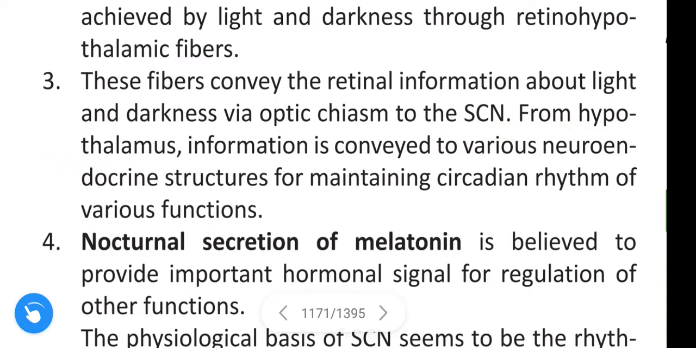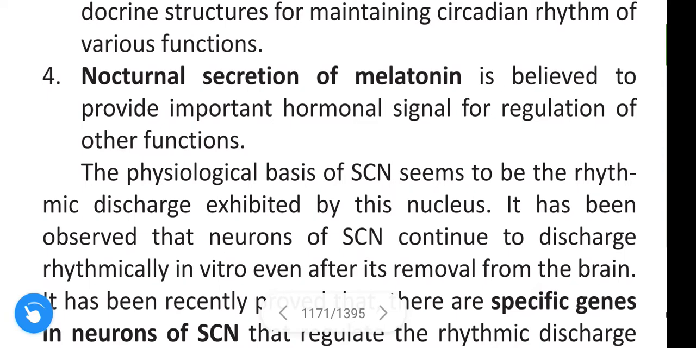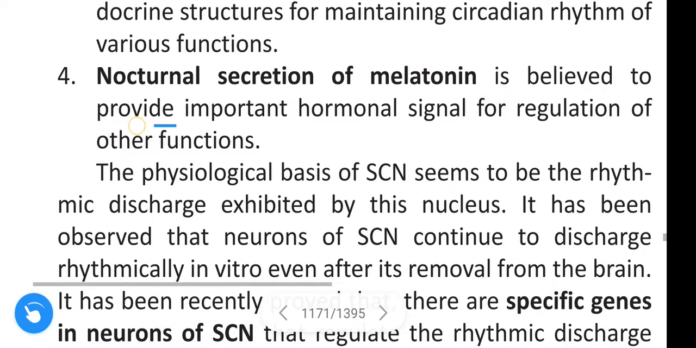From the hypothalamus, information is conveyed to various neuroendocrine structures for maintaining circadian rhythm of various functions. Next, nocturnal secretion of melatonin is believed to provide an important hormonal signal for regulation of other functions.